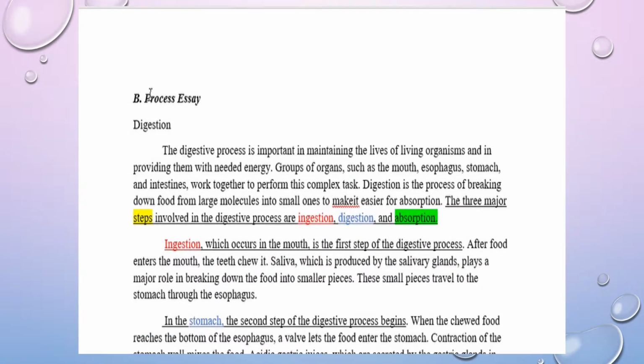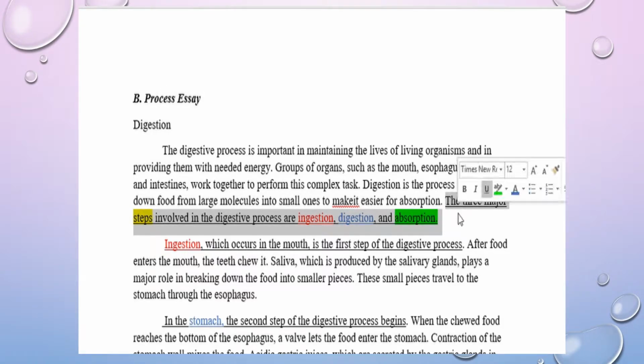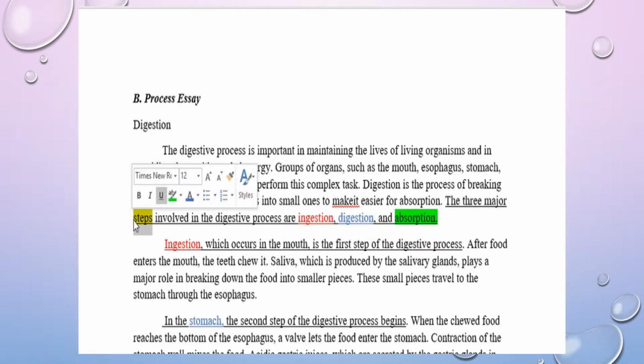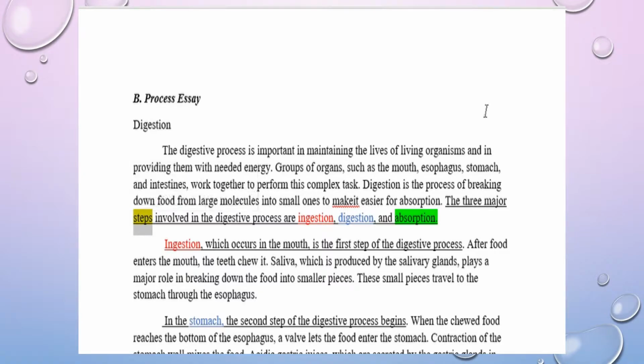Remember, this is an example of a process essay, which gives you a step-by-step account of how something works or how to do something in chronological order. It must be in a specific order. You have to put the food in your mouth before it can be digested. So steps must occur in chronological order. You look at the clue words in the thesis statement to determine what type of essay it is. Words like steps, stages, cycles, processes, and developments indicate the process essay.